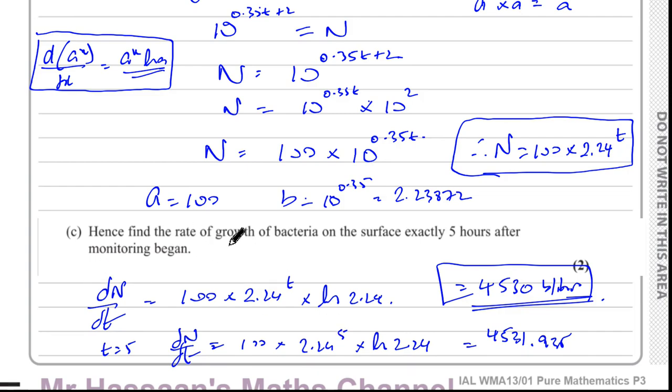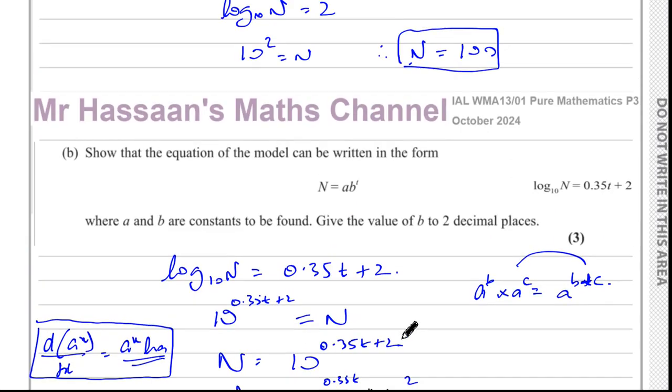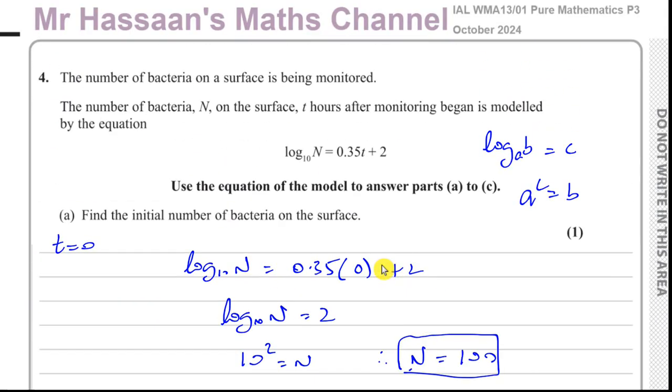Remember, when it says a rate of growth, it's a rate of change of growth of bacteria with respect to time. That's dN/dt. That's how we differentiate exponential functions. So that concludes this question, question number 4 from the October 2024 Pure Mathematics P3 paper.